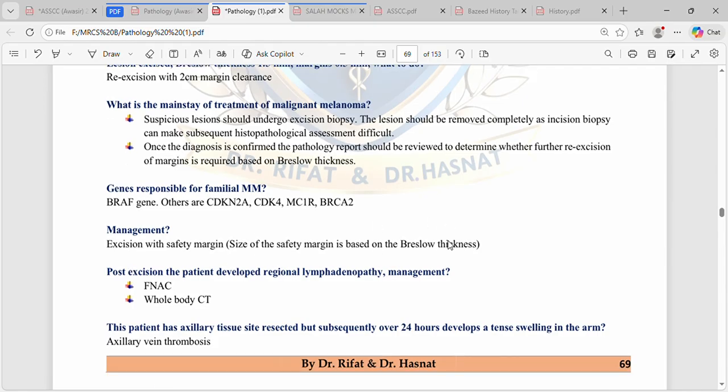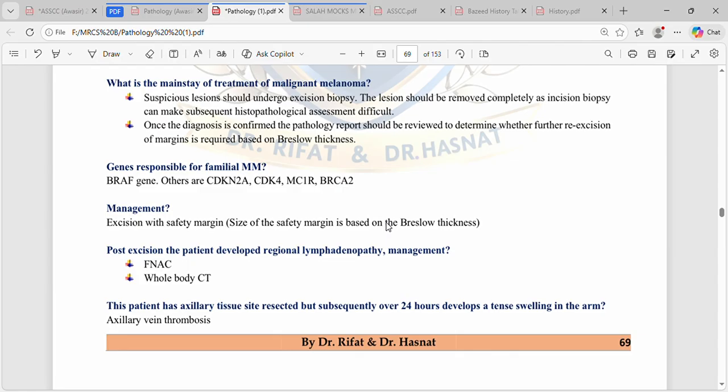Genes responsible for familial malignant melanoma: BRAF gene, others are CDKN2A, CDK4, MC1R, and BRCA2 gene. We have studied in the breast cancer station that the BRCA2 gene is also responsible for malignant melanoma and pancreatic adenocarcinoma. BRAF is the main gene, and the others are CDKN2A, CDK4 and MC1R.